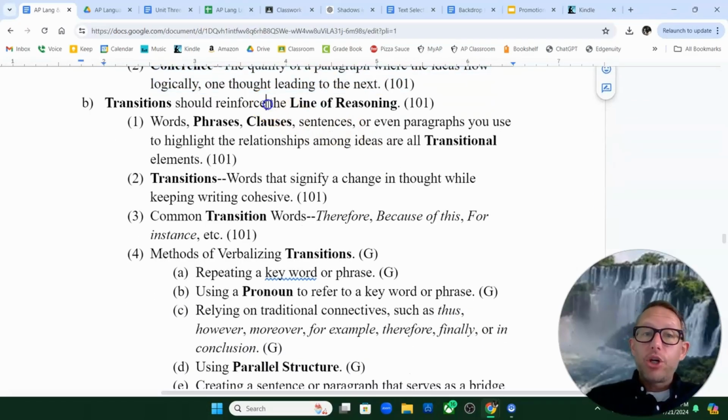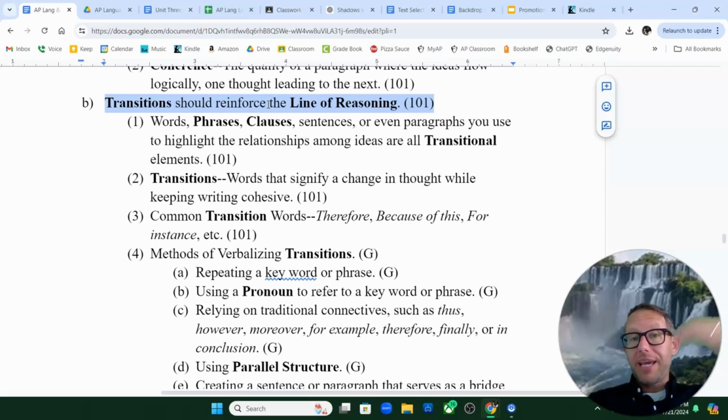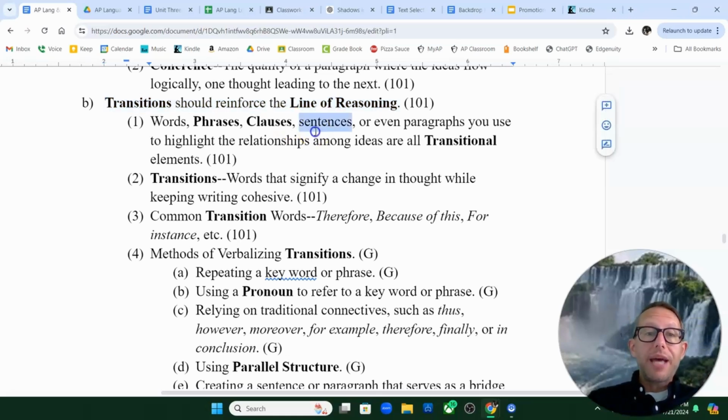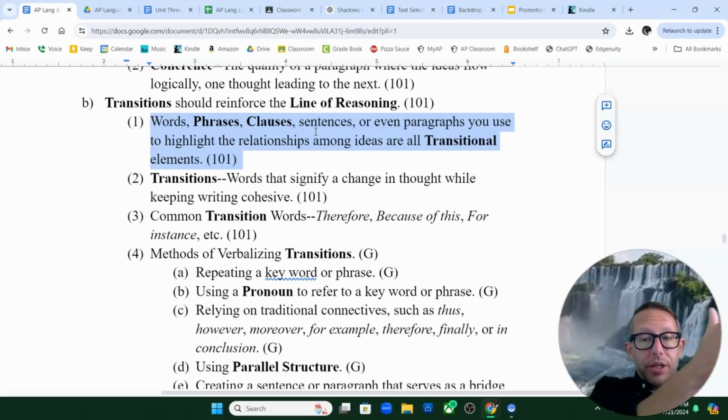Remember that you should be having good transition sentences, and those transition sentences will hopefully solidify that line of reasoning throughout the essay as a whole. Remember that words, phrases, clauses, sentences, or even paragraphs you use to highlight the relationships among ideas are all transitional elements. Everything can be transitional, okay? Every choice you make, every little thing that you do can help to move from one topic to another topic, one claim to another claim, one piece of evidence to another piece of evidence. So don't neglect that and don't forget that, okay?